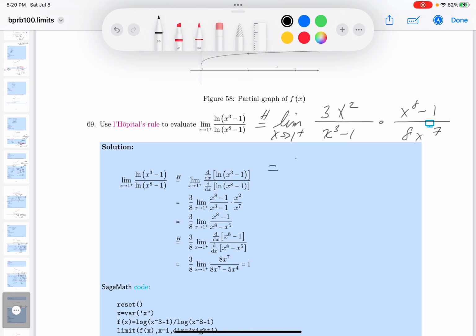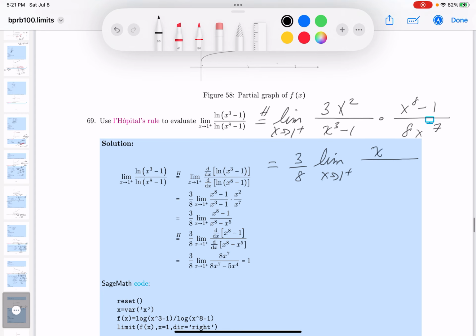I'm going to pull a 3 out and then 8 out. Limit as x goes to 1 from the right. And let's be very careful here. You get x^8 minus 1. I'm going to take this and this, call it x^5. And x^5 times this is x^8 minus x^5.